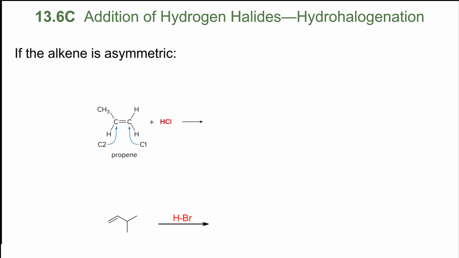If an alkene is asymmetric, so it's not the same on both sides, the hydrogen is going to go to the carbon with more hydrogens. And the X is going to go to the carbon that's more substituted. So X goes to the more substituted carbon.